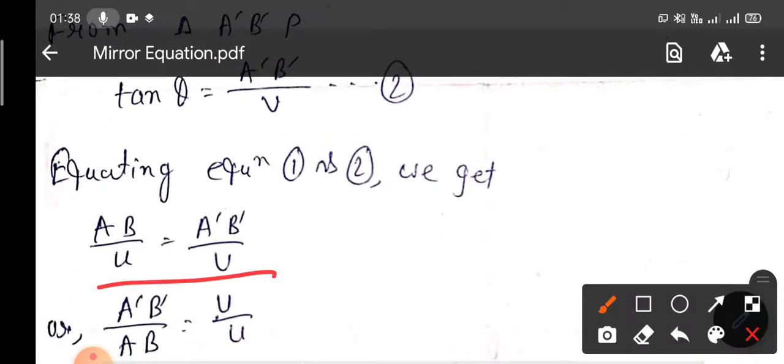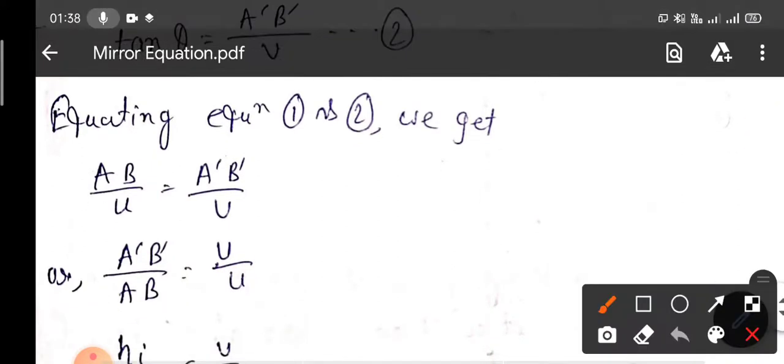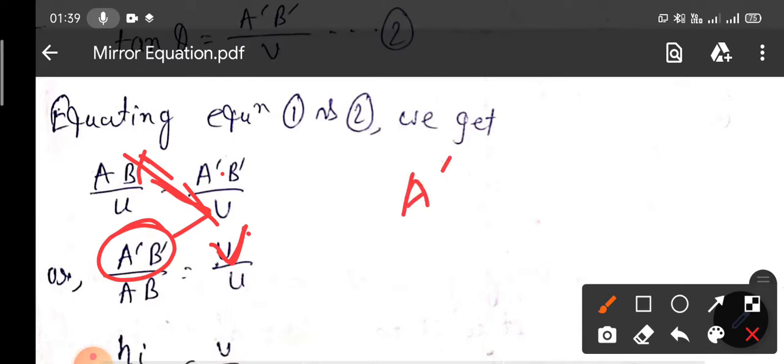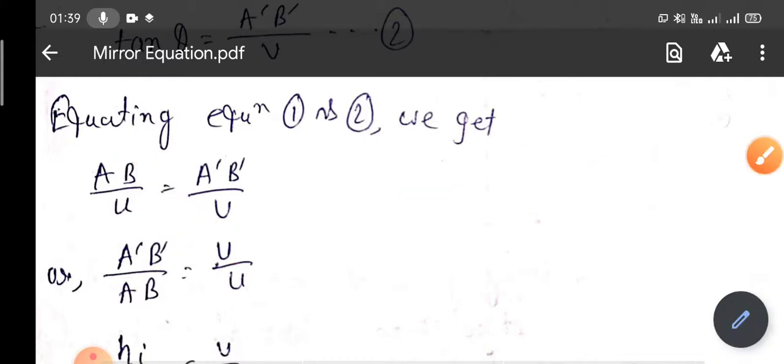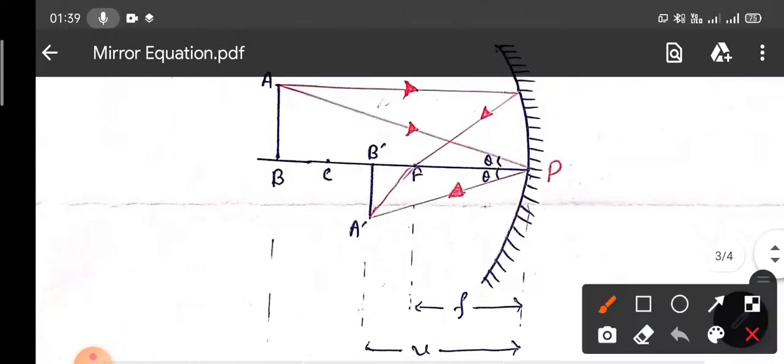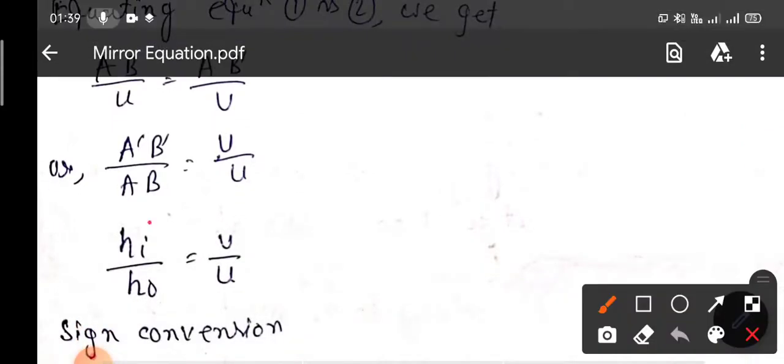Now you have to do cross multiplication. AB will come to this side, so A'B' by AB is equal to v by u. Now A'B' is your image height, A'B' is equal to hi. As I already told you in the first case, A'B' is hi and AB is ho. So in place of A'B' you can write hi, and in place of AB you can write ho.